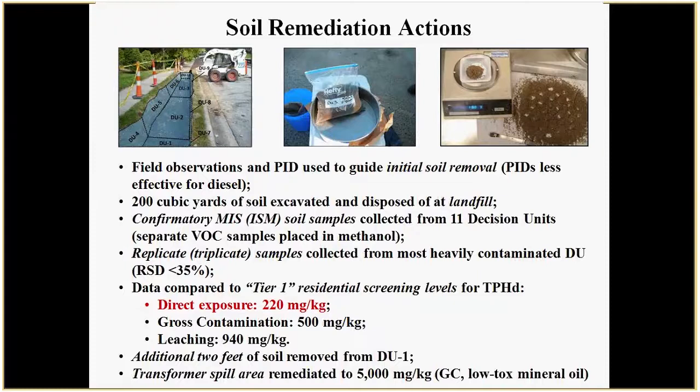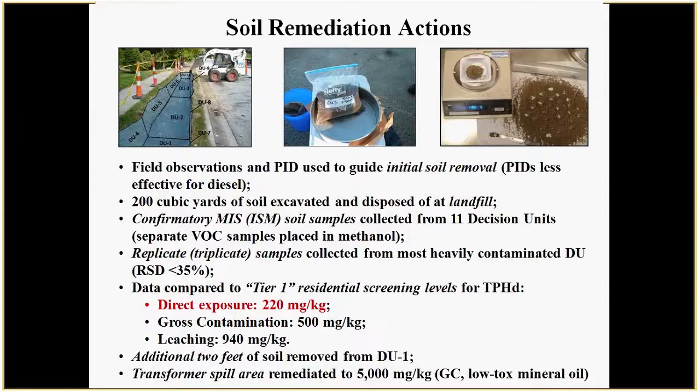In one of the most heavily contaminated areas, we collected 3 completely independent samples just to verify that our samples represented those areas. Then the data were compared to a Tier 1 residential screening level for TPH diesel, which in this case is the lowest screening level, direct exposure. That gave me one number, 220 ppm. That's going to take care of all your potential problems, gross contamination and leaching concern.